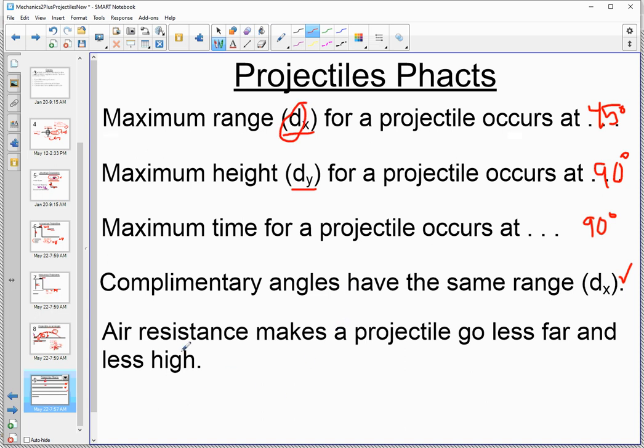And finally, air resistance ruins everything. If you fire a projectile and there's actual air in the room, because everything we've discussed assumes no air resistance, then it would go less high and it would go less far.